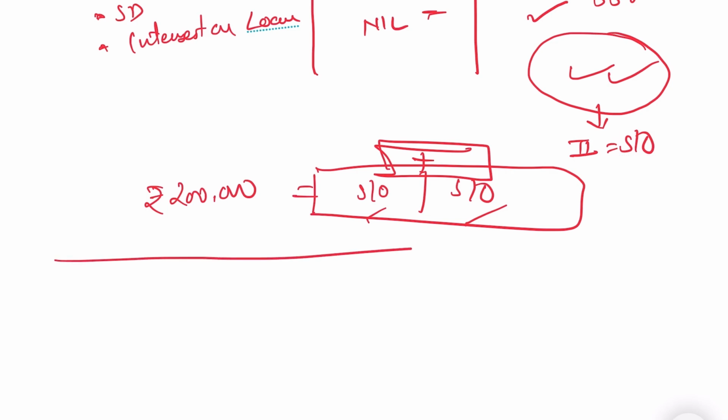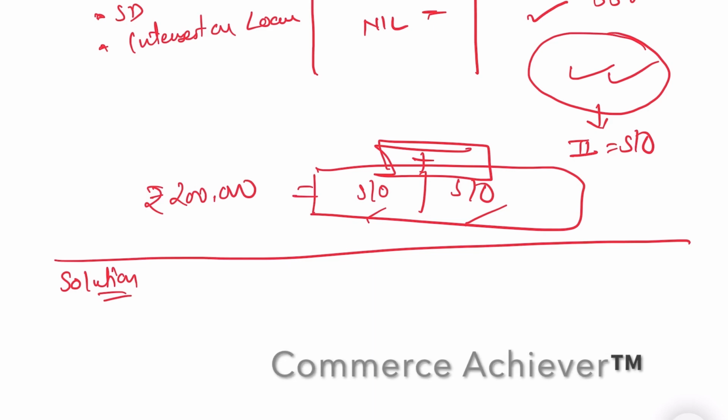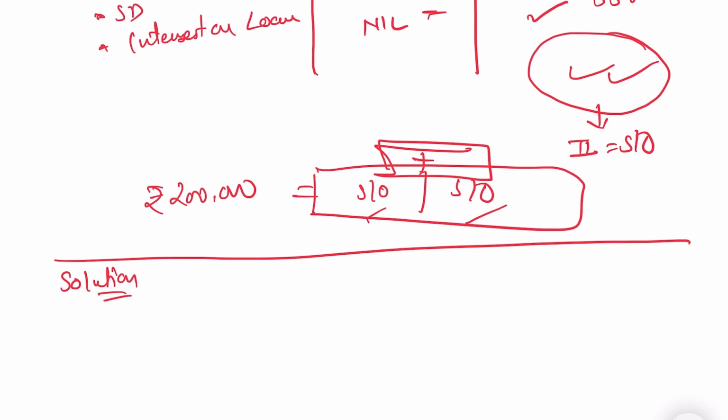Okay, moving towards the solution. Because the question has been raised in 2020, we assume that we can take one property as self-occupied and one property as deemed to be let out. Why am I doing this? Because I am trying to help you understand the concept and recall the concept. It is very easy to take both houses as self-occupied and just move on with the solution, right? So let's do the solution.